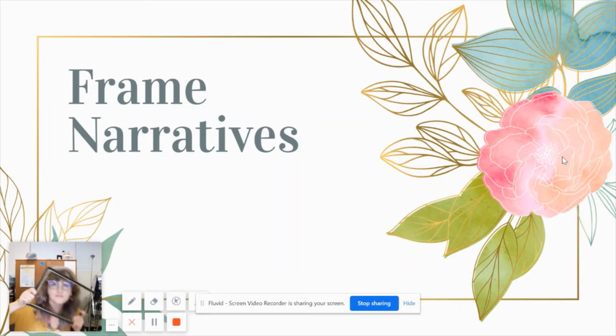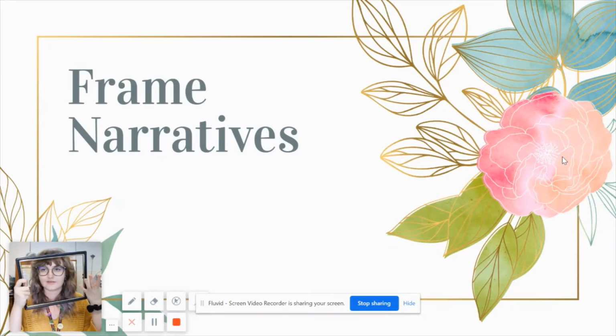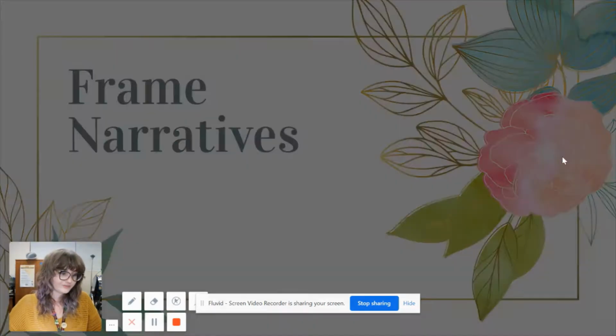Frame narratives! This is what we're learning about today, so I hope you're excited because I sure am. Frame narratives. What are they? Why use them? What's the point? Let's start off with a simple definition.